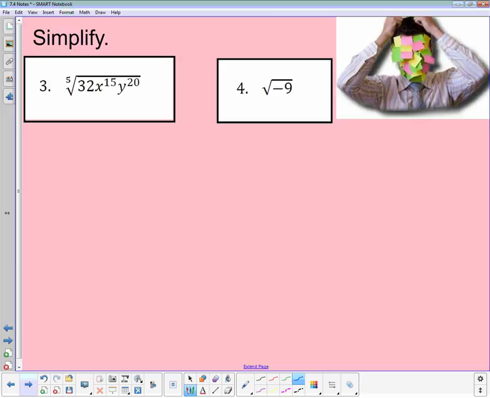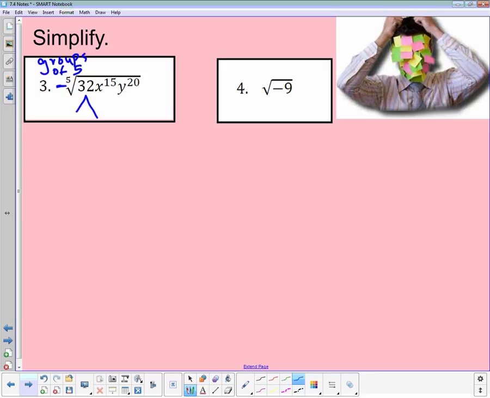All right, so if we look at our third example here, notice that our index is now 5. Now we're going to be looking for groups of 5 to bring out in front of our radical. So we have 32 x to the 15th, y to the 20th. So the first thing we want to do is break down this 32 so that we can find groups of 5 of some number to bring out.